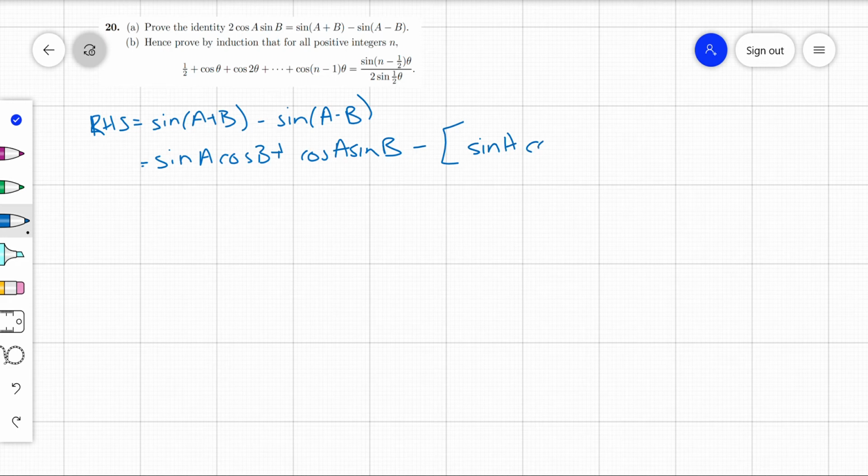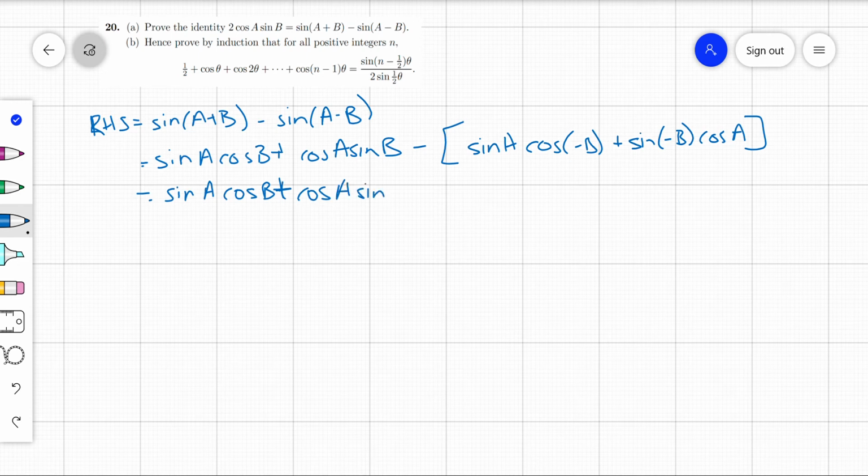So if we're going to prove it or show it clearly, we'll do sine minus B cos A. Alright, so using the fact that sine is an odd function and cos is an even function. So because we know sine is an odd function, sine of negative b will be negative sine of b. And because we know cos is an even function, cos of negative b will equal cos of b.